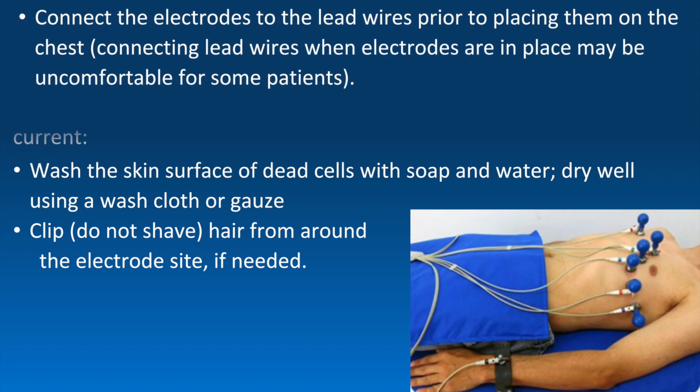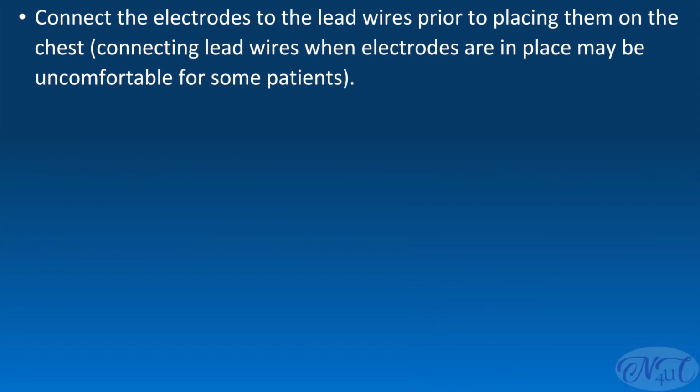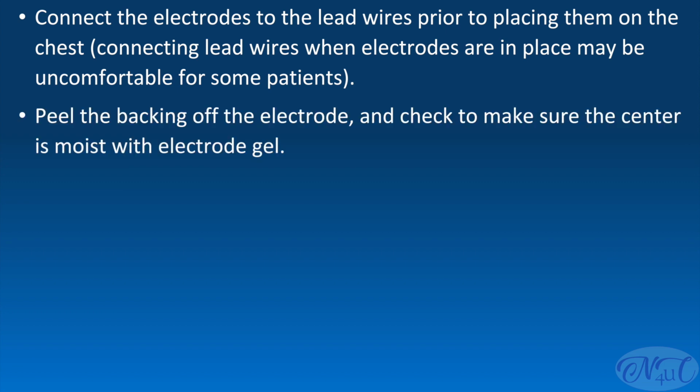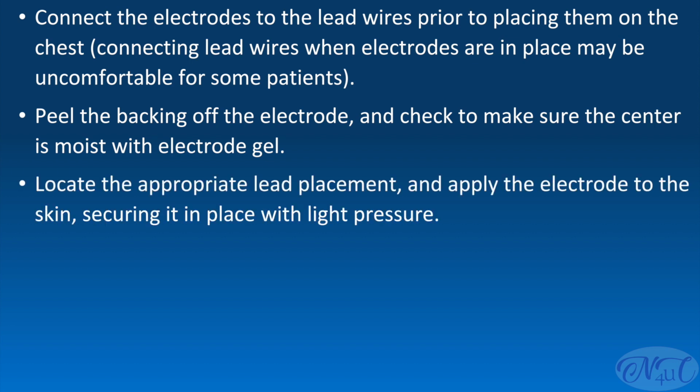Do not shave. Connect the electrodes to the lead wires prior to placing them on the chest. Connecting lead wires when electrodes are in place may be uncomfortable for some patients. Peel the backing of the electrode and check to make sure the center is moist with electrode gel. Locate the appropriate lead placement and apply the electrode to the skin, securing it in place with light pressure.